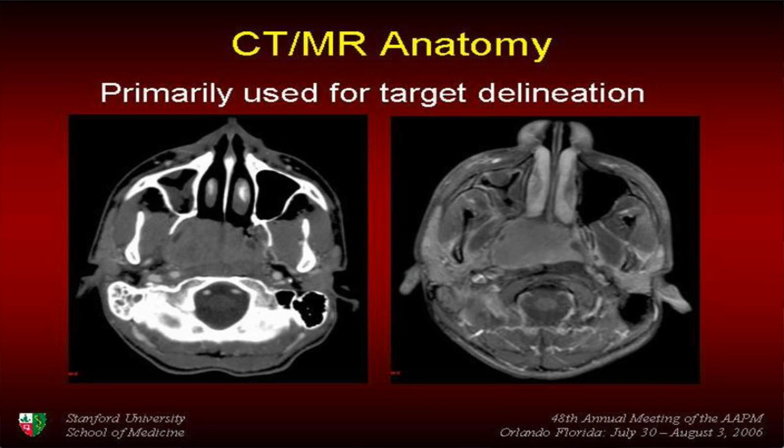CT and MR, MR is primarily used for target delineation, and it helps you delineate the exact boundaries of the region of gross target. And here you can see it easily on CT. It's even easier to see the posterior aspect of that target volume on MR.